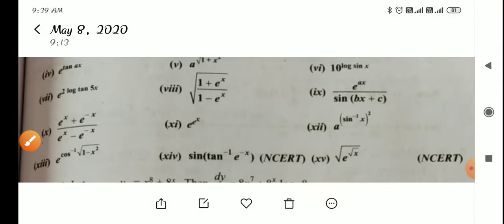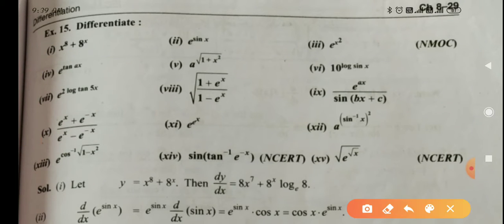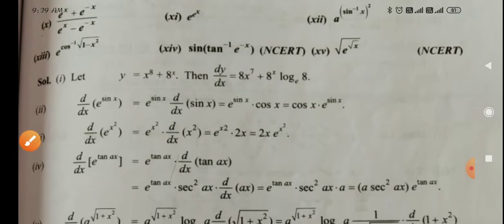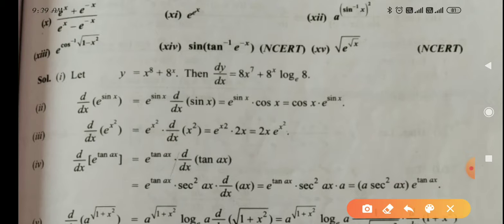So now I am taking some examples. Example number 15. In this example there are 15 parts, but first 8 parts I will take. So you see how to solve. In first part it is given you have to find differentiation of x to the power 8 plus 8 to the power x. This function you are taking as y. Let y equals x to the power 8 plus 8 to the power x.